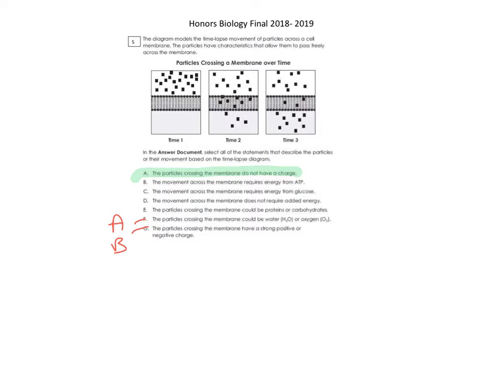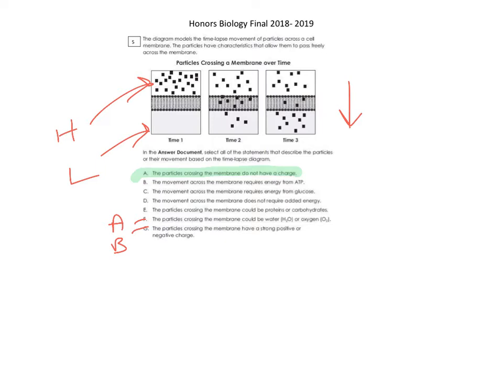The movement across the membrane requires energy from ATP. Well, the question that you have to answer is, if you have a high and you have a low and things are moving from high to low, that's the direction of the movement, right? It is from high to low until it finally reaches equilibrium. Then do you need any extra energy? Well, the answer is no.